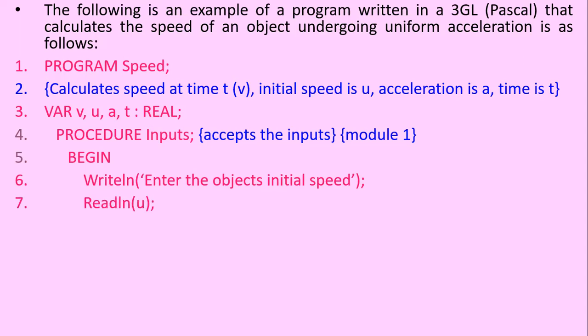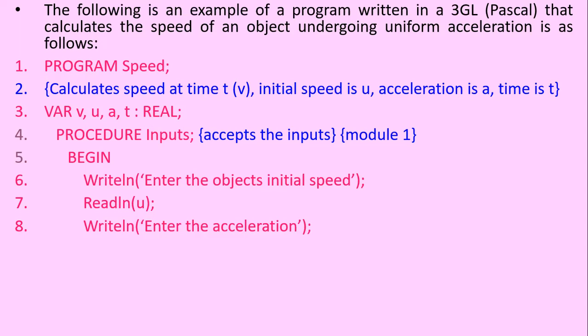Once the user is prompted to enter the initial speed value, the next statement, number 7, is to read that value that will be entered by the user after pressing the enter key, and that value will be read and stored in the memory location set aside and given the name u.